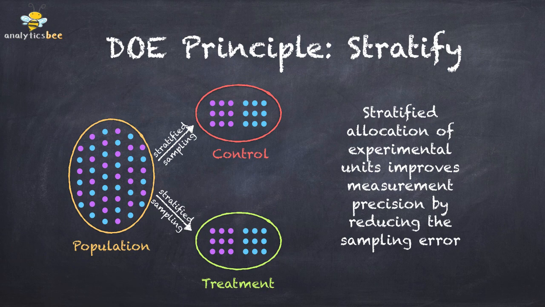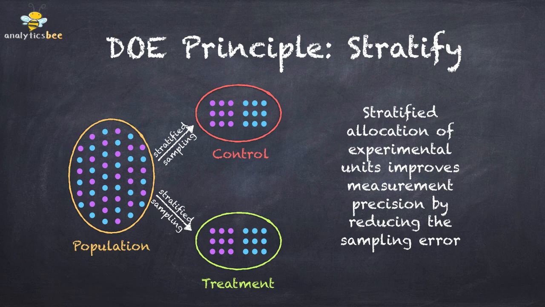Because the variability of units across different categories is usually higher than the variability within each category, controlling for the representation of categories helps to ensure the samples are more similar.